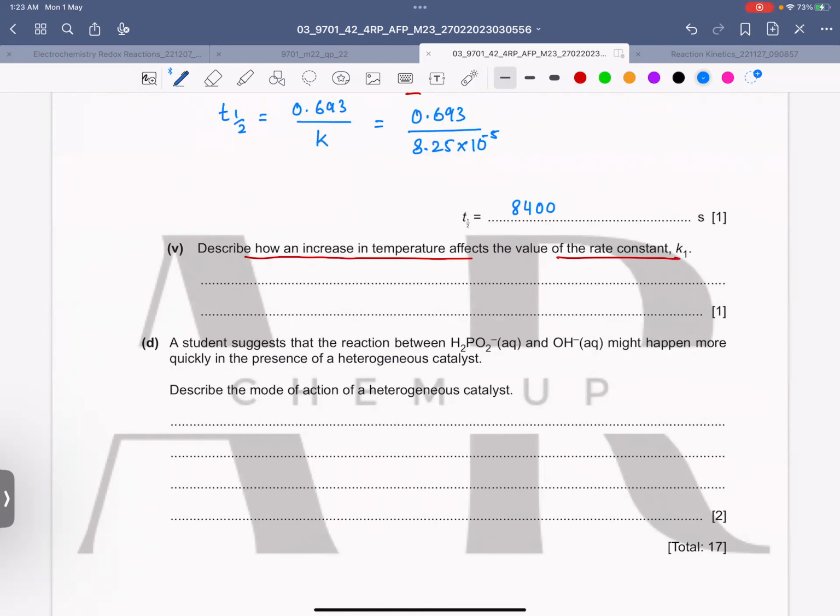Okay. So, yes. Nothing, sir, nothing. Okay. The rate constant increases due to increase in temperature.